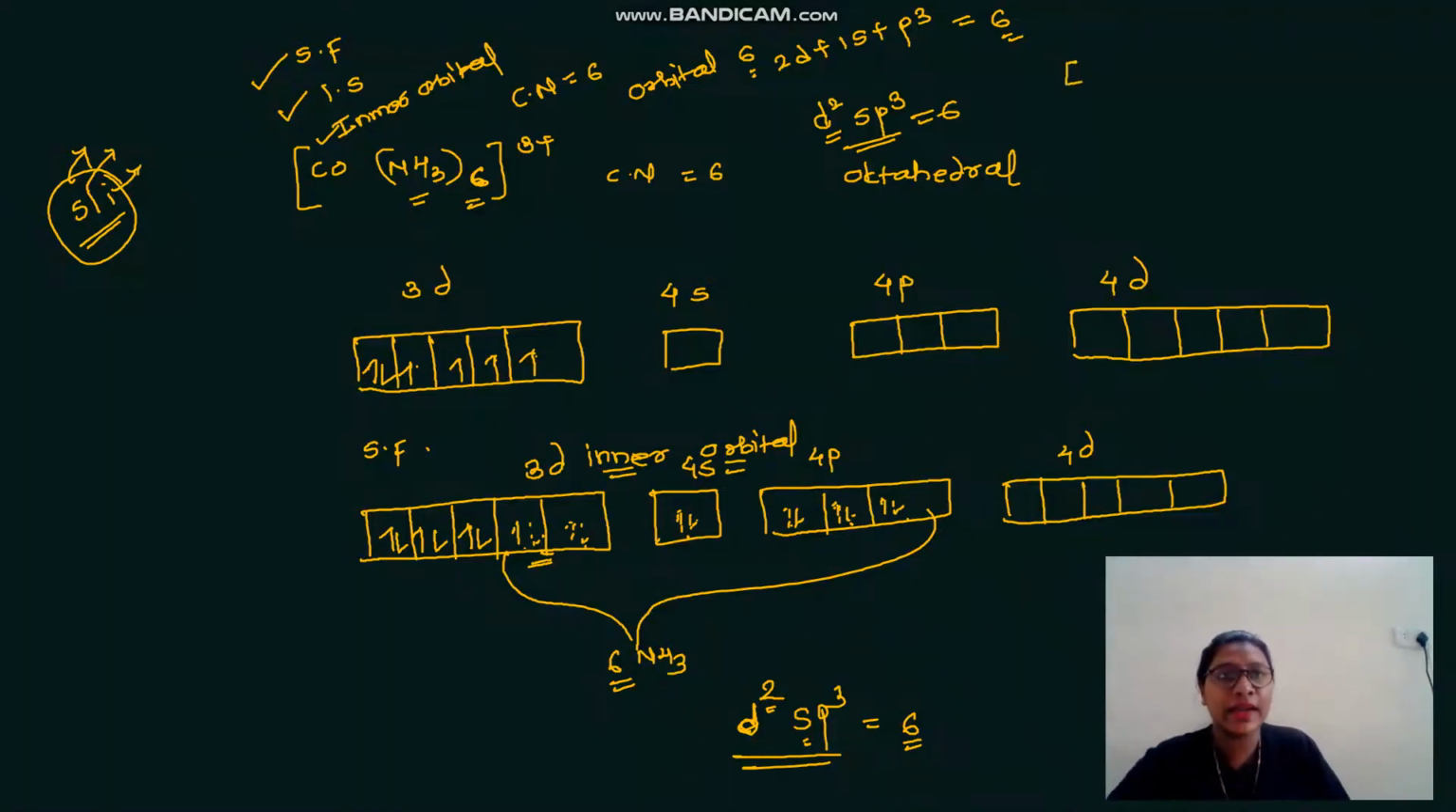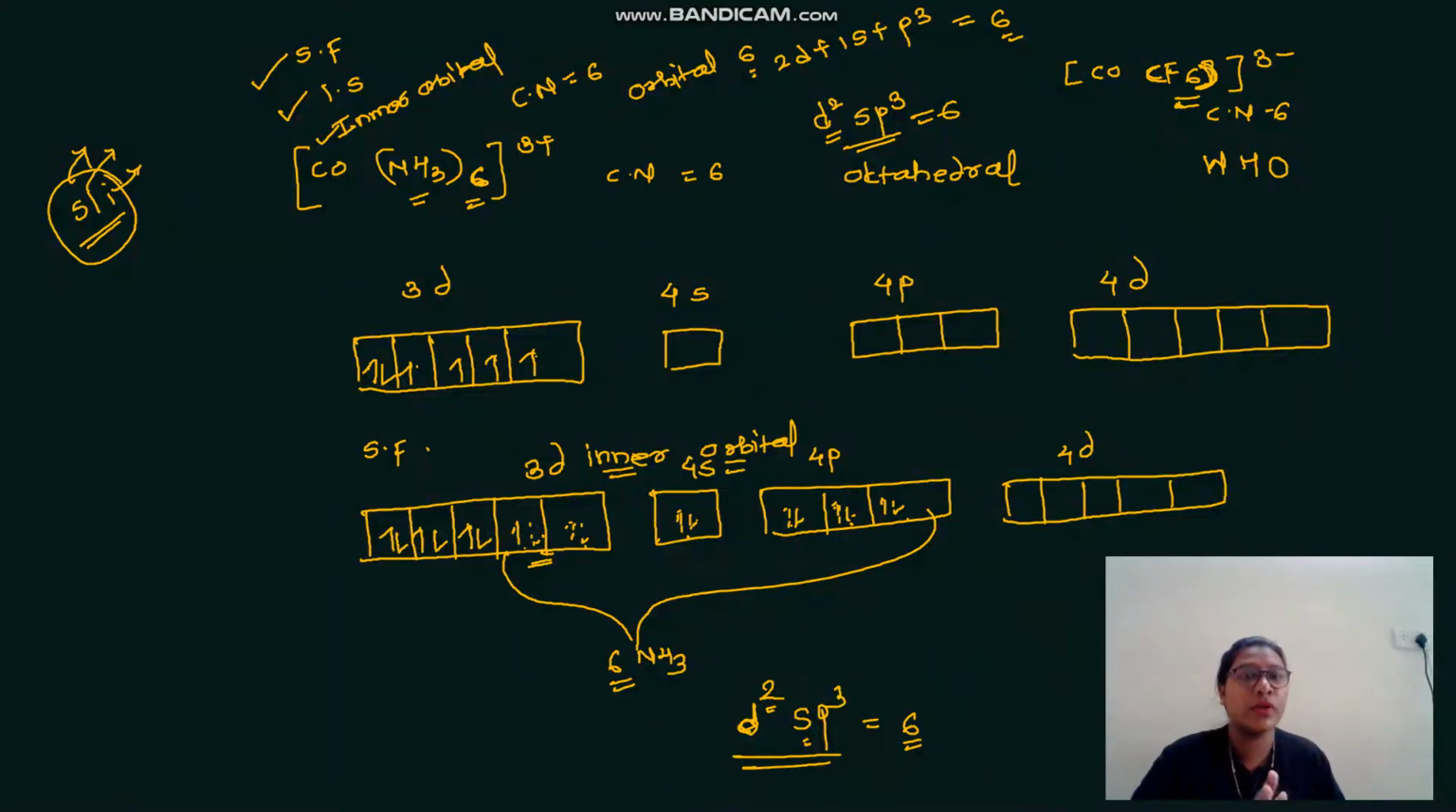Now we can directly calculate for [CoF6]3-. Here the coordination number is 6, but the ligand is weak field. If the ligand is weak field, then the complex is high spin and outer orbitals are used. Therefore, the hybridization is sp3d2.